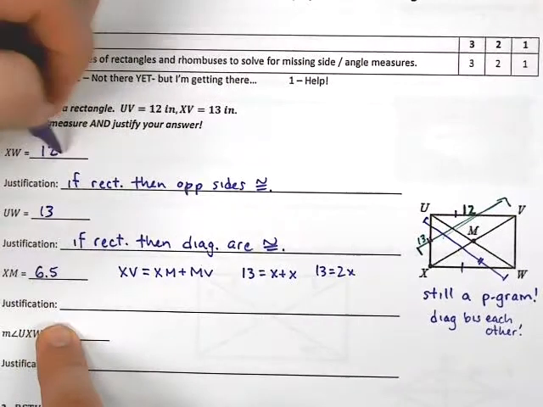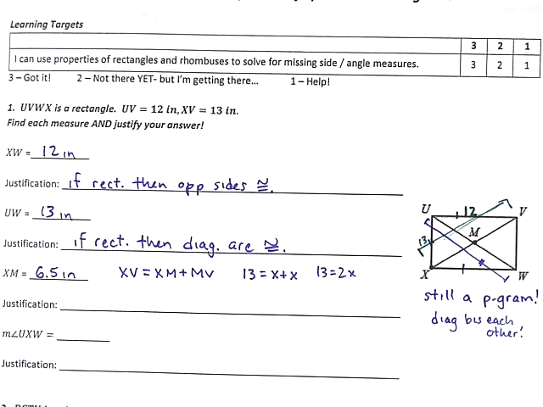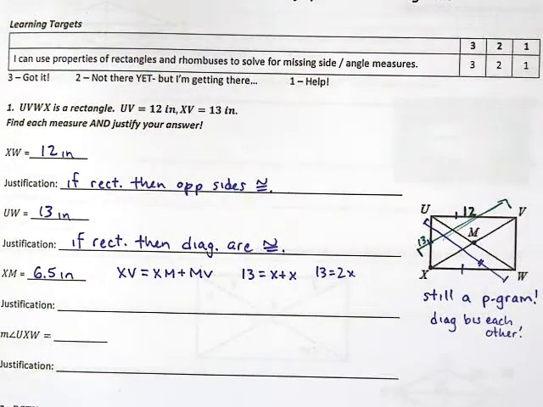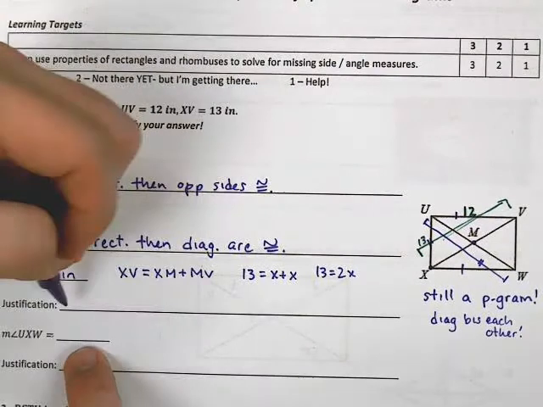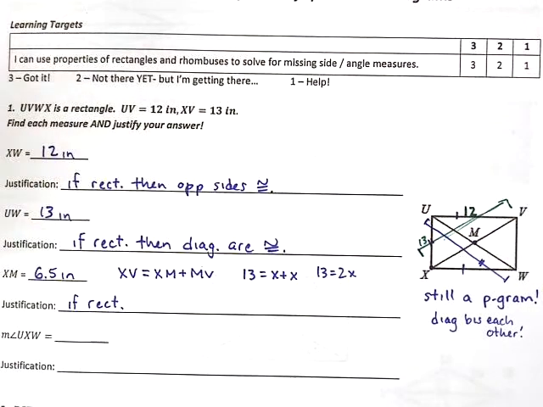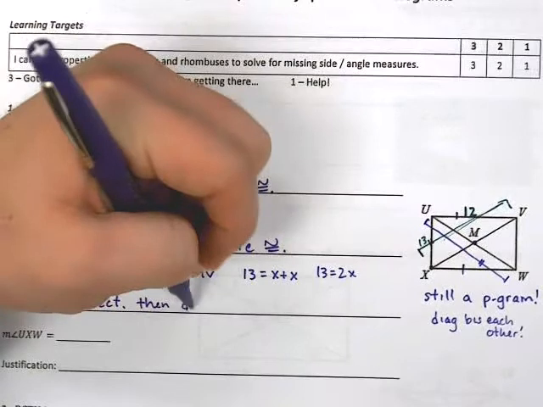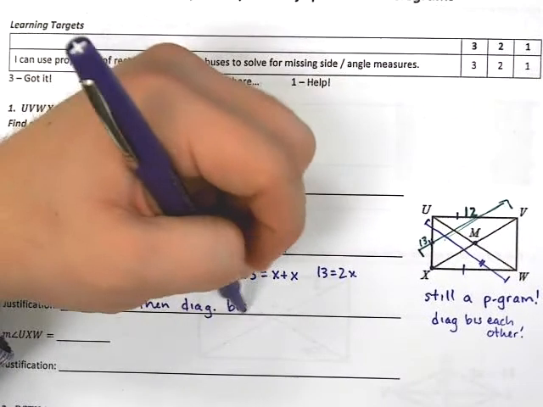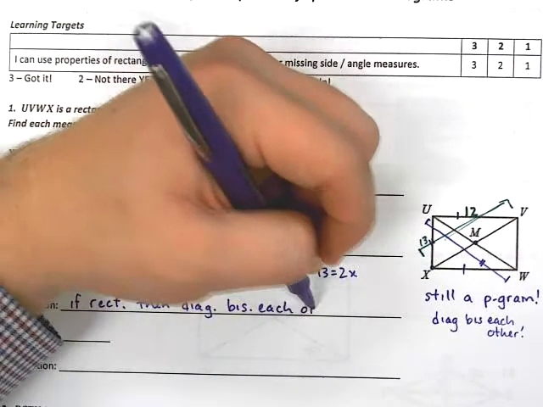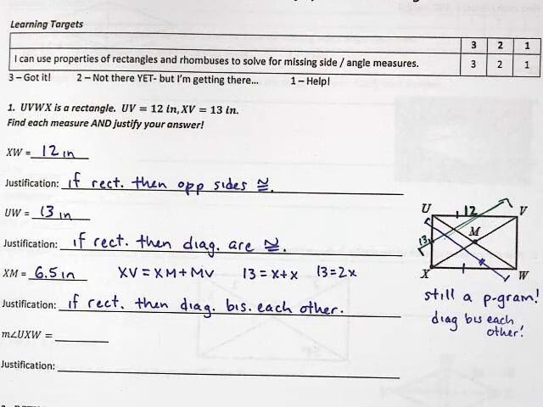And you know what? I just realized these are all inches. I should be putting units. Okay? So be very careful here. We have a rectangle, right? So if rectangle, but we're using properties of parallelograms, then diagonals bisect each other. That is a property of parallelograms that still holds true for every rectangle and every rhombus and every square.